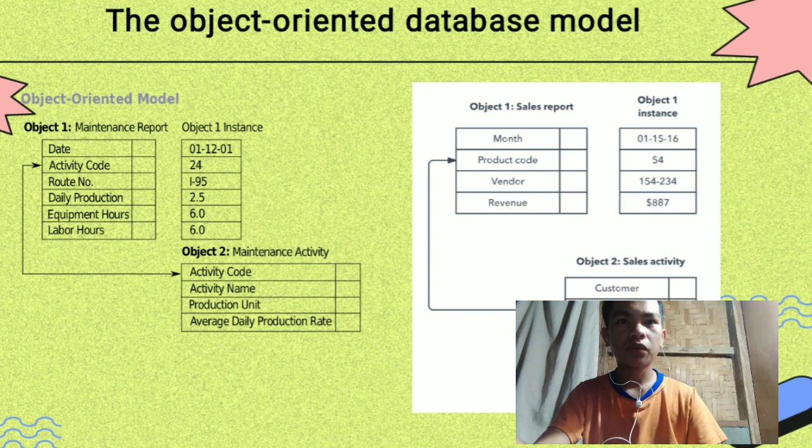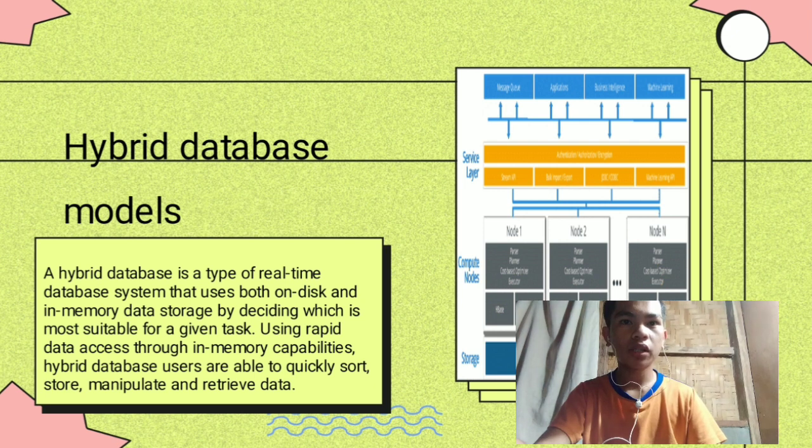The hybrid database model. A hybrid database is a type of real-time database system that uses both on-disk and in-memory data storage by deciding which is most suitable for a given task. Using rapid data access through in-memory capability, hybrid database users are able to quickly store, manipulate, and retrieve data.